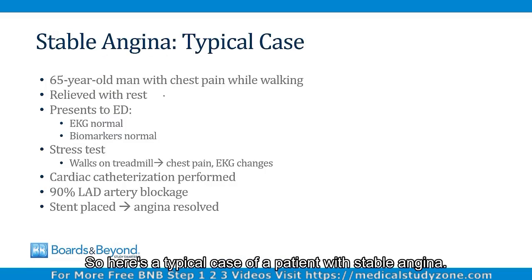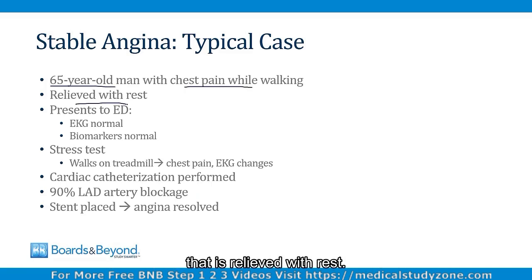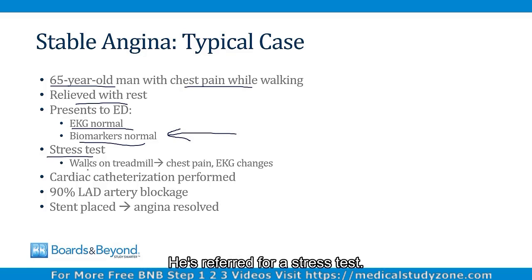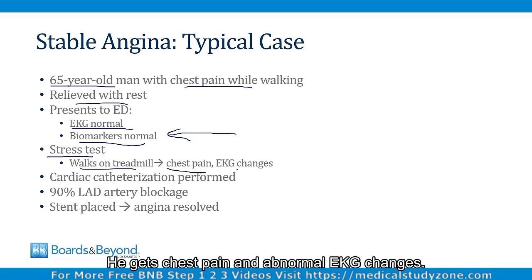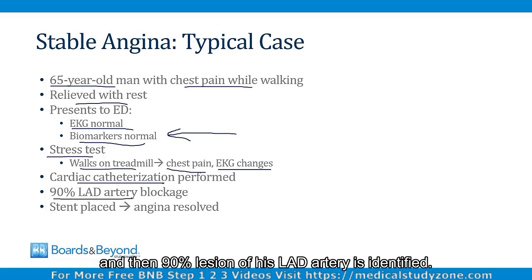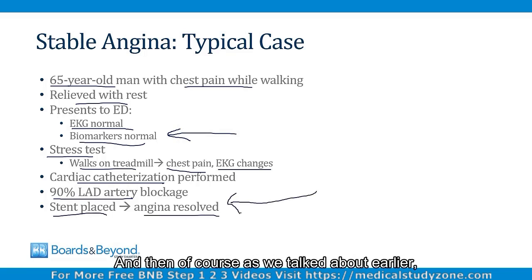So here's a typical case of a patient with stable angina, a 65-year-old man who has chest pain while walking that is relieved with rest. He comes to the ED. Remember, in the emergency room, in stable angina, the EKG will be normal and the biomarkers will be normal. Biomarkers we'll talk about later, but these are elevated only in myocardial infarction. He's referred for a stress test. He walks on the treadmill. He gets chest pain and abnormal EKG changes. He has a cardiac catheterization and a 90% lesion of his LAD artery is identified. A stent is placed and his angina is resolved. And then, of course, as we talked about earlier, he will be placed on lifelong aspirin and statin to prevent him from developing subsequent myocardial infarction.